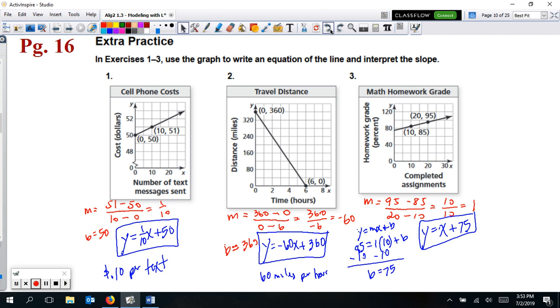And so then at that point, we could see our equation would be y equals 1x, or just x plus 75. And so then we want to think about, okay, what's the slope mean on this one? So one assignment equals so much percent of the grade. Your homework as far as a percent goes here, one assignment would be equal to 100% of that assignment. So that's all that's talking about, the 100% per assignment in this one.